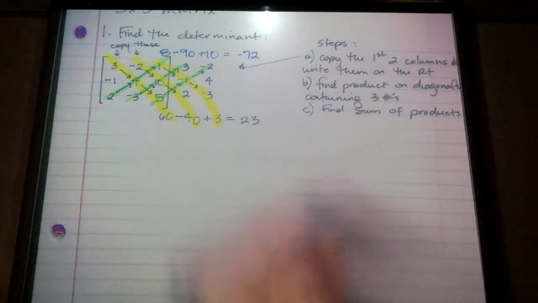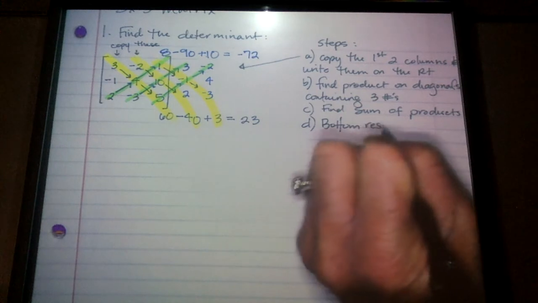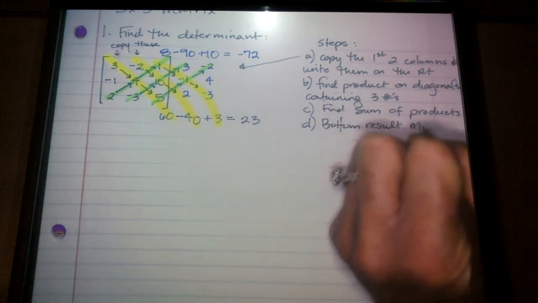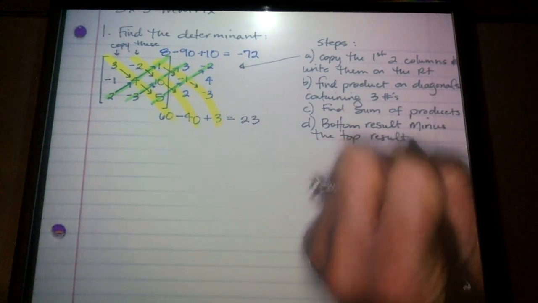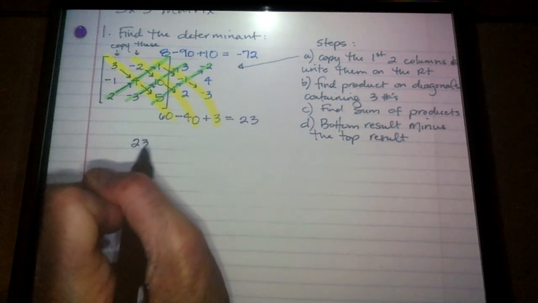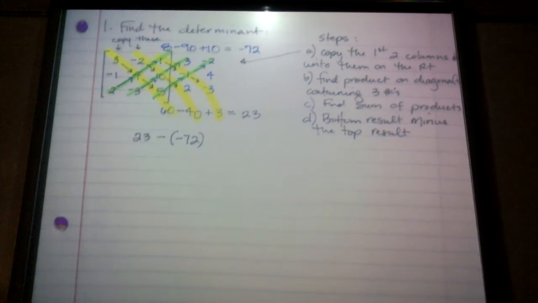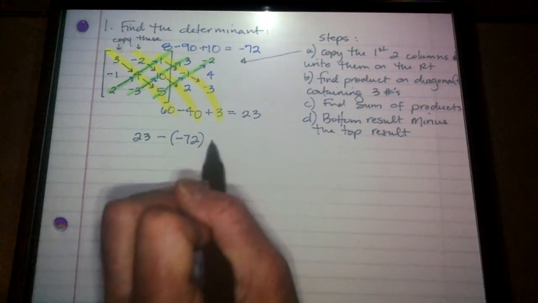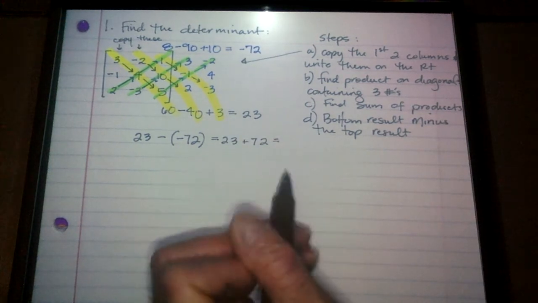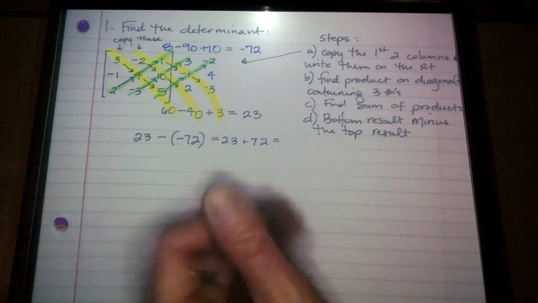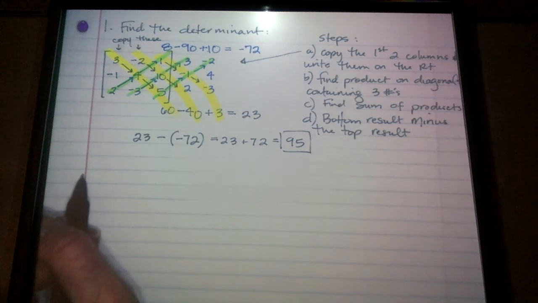The last step is the bottom result minus the top result. Okay, so 23 minus the top. Don't just put 23 minus 72. 23 minus the top gives me 23 plus 72, which gives me 95. Let's do another one.